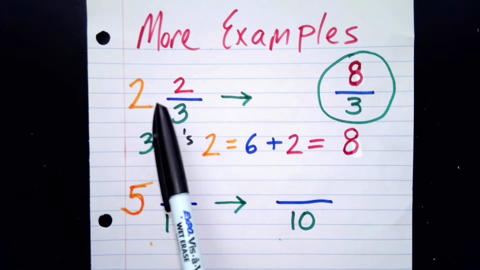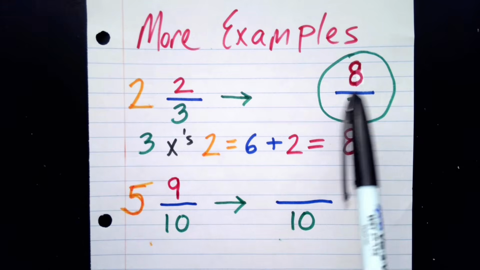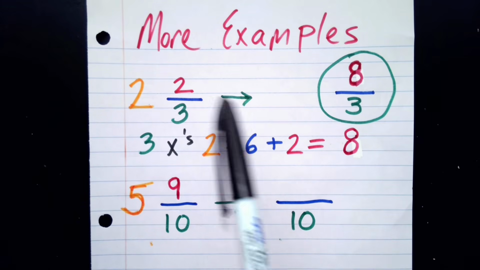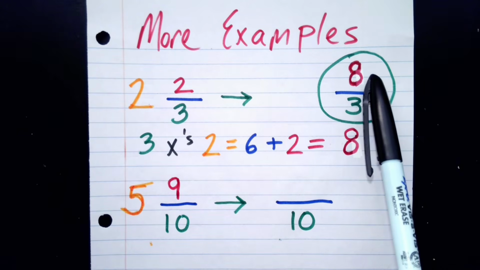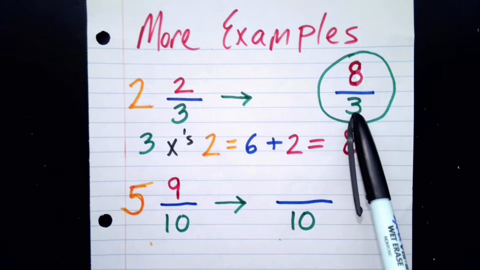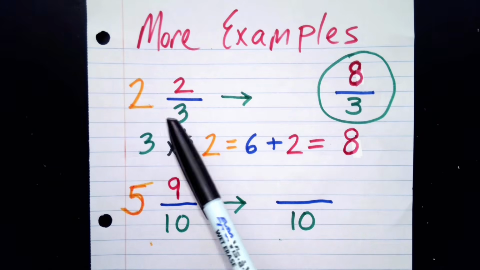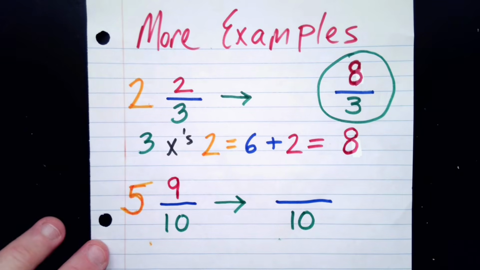So our answer, or these values, are actually equal. They are totally equal to each other. It's just two different ways to show it. So our mixed number has been converted into an improper fraction. Okay, if you remember from an earlier video, you could take 8 and divide it by 3, and you'd end up with the mixed number 2 and 2/3. That's why I can say they are equal to each other.